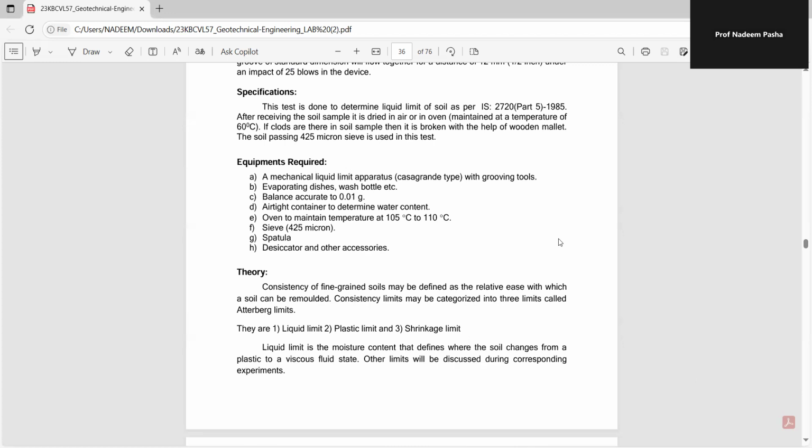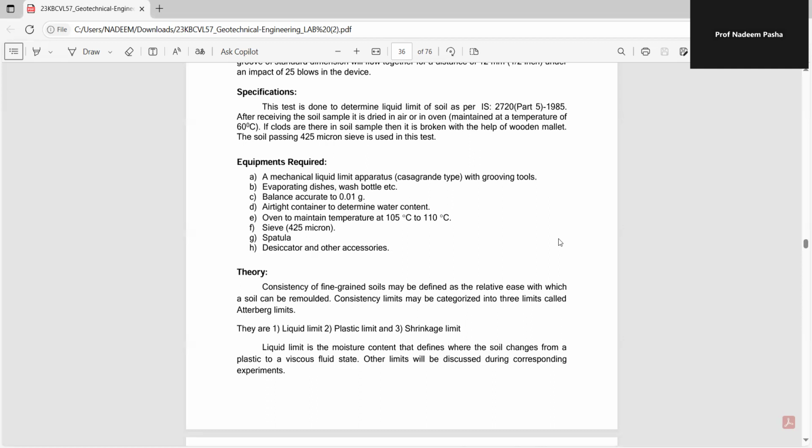So what are the equipments required? A mechanical liquid limit apparatus, that is Casagrande type with grooving tools. Next, evaporating dishes, wash bottle, etc. Balance accurate to 0.01 gram. Airtight container to determine water content. Oven to maintain temperature at 105 to 110 degrees Celsius. Sieve of 425 micron, spatula, desiccator and other accessories.